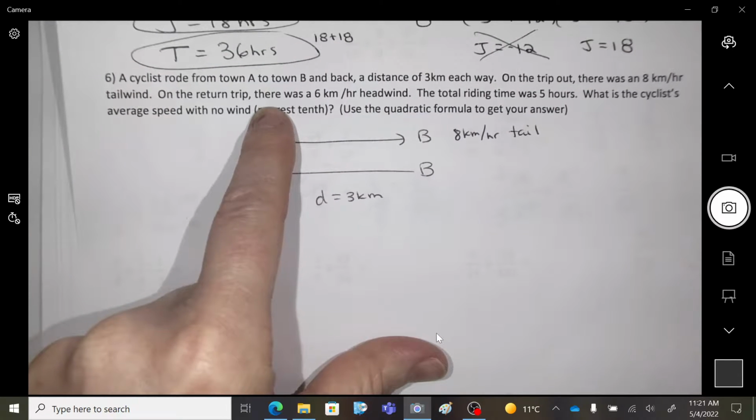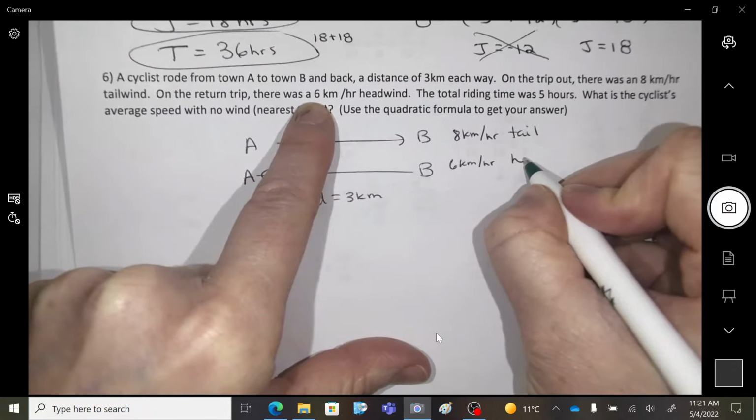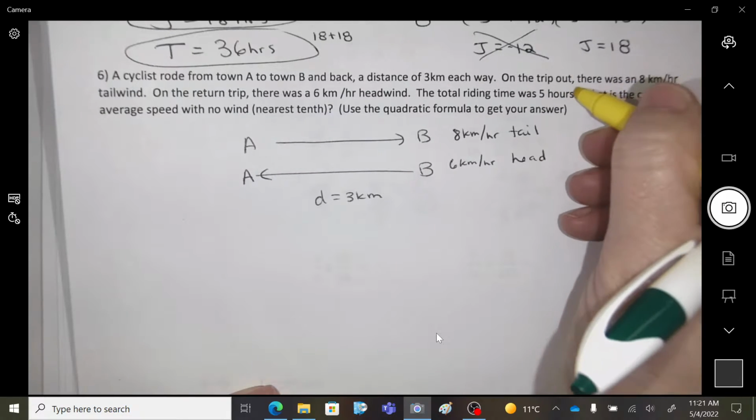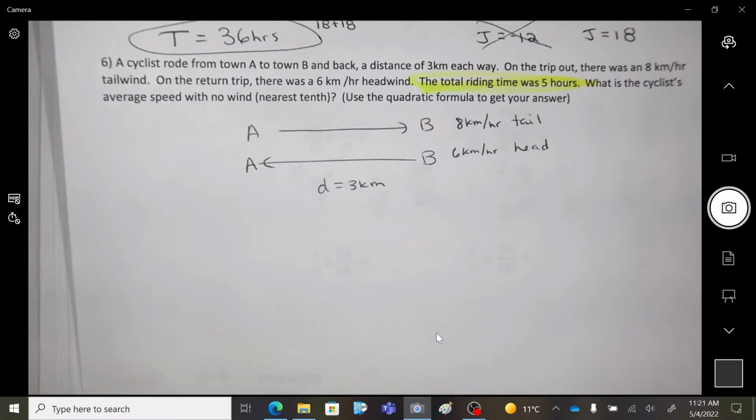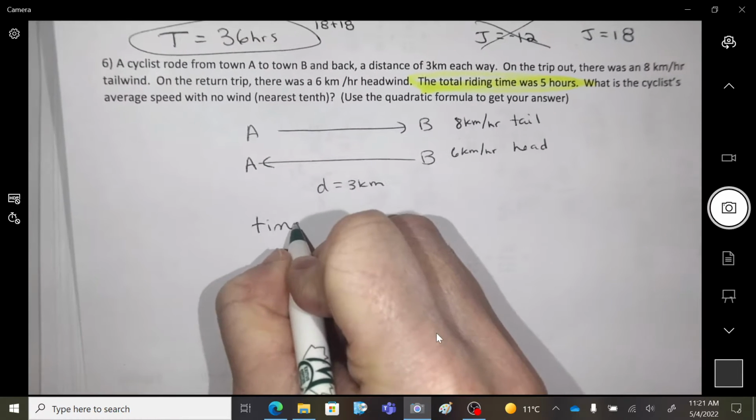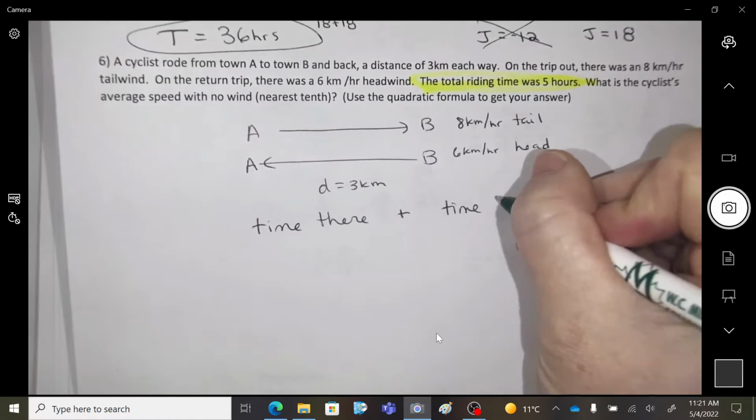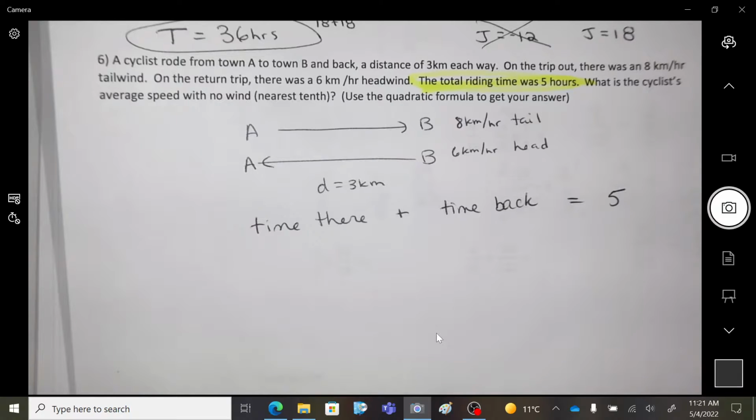On the return trip, there was a 6-kilometer-an-hour headwind. This is now what I'm going to use for my equation. The total riding time is 5 hours. Okay, so the time there plus the time back is going to add up to 5. However long it took you to get there plus however long it took you to get back is 5.